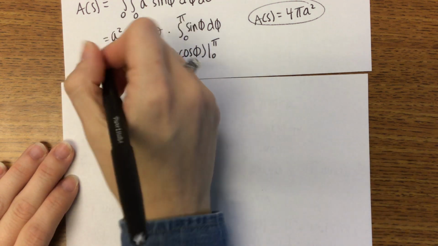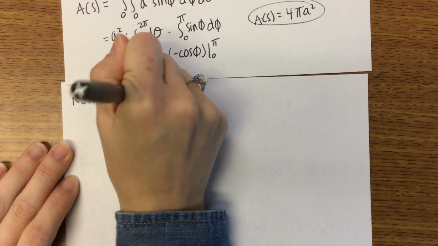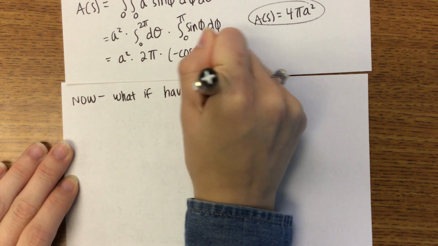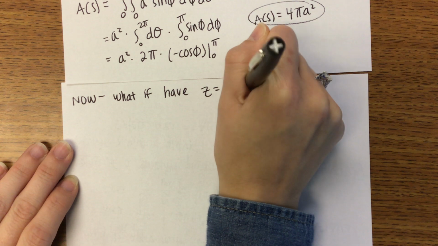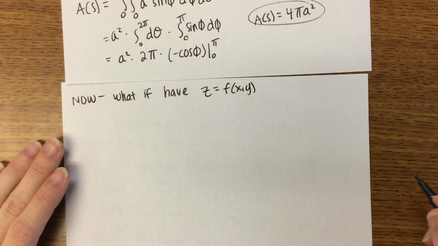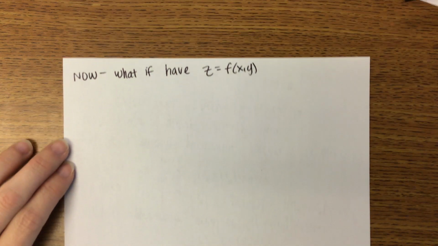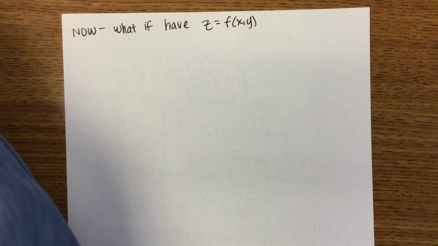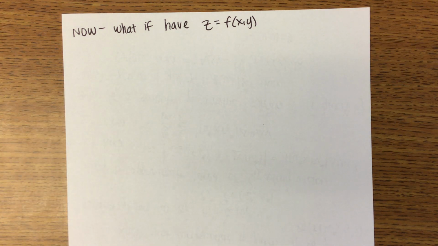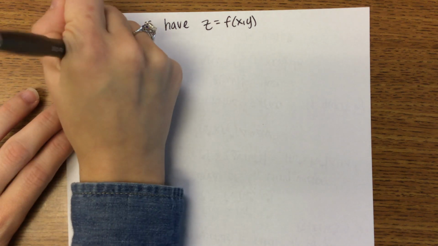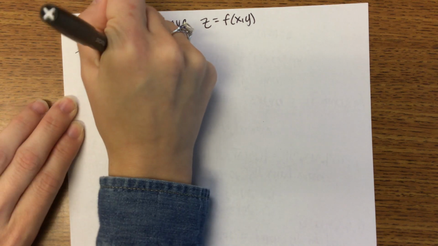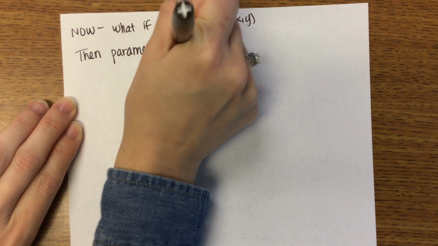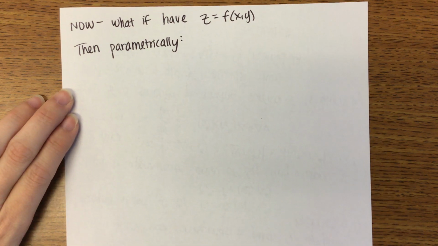Now the question is, what happens if we have a surface that's z equals some function of x and y? What happens if you're not defined parametrically? Well, we should be able to tell that you can define this parametrically. How could I define this surface parametrically?